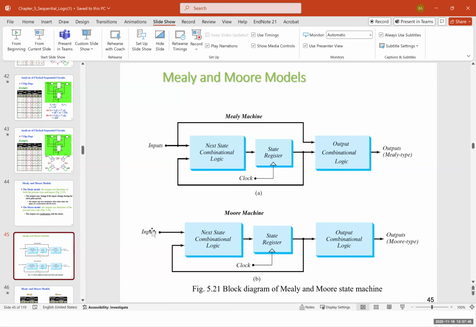And for a Moore machine, we don't have this feed forward that we had in the Mealy machine. The input goes to the combinational logic, and then to the state register, and finally to the output combinational logic. And we have the feedback here, same as this, which creates a sequential logic circuit. So the only difference between the Mealy and the Moore is that the Mealy has this feed forward, which goes directly to the output combinational logic. The Moore machine doesn't have that.